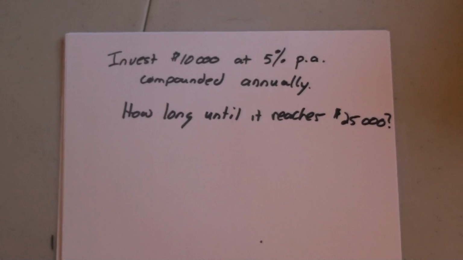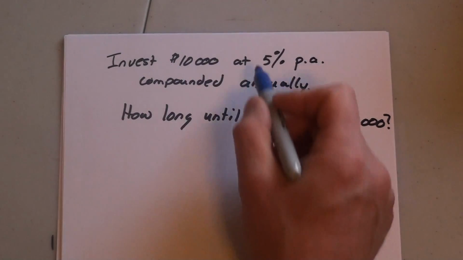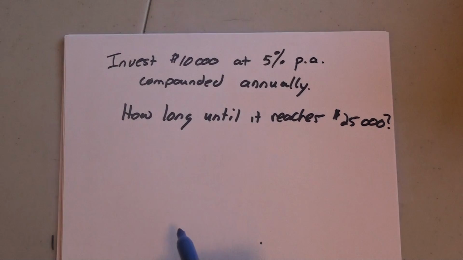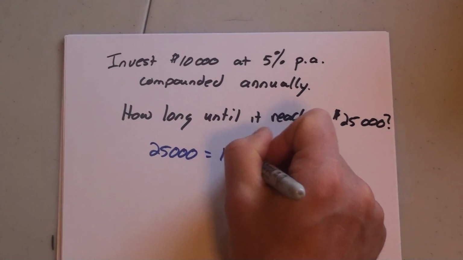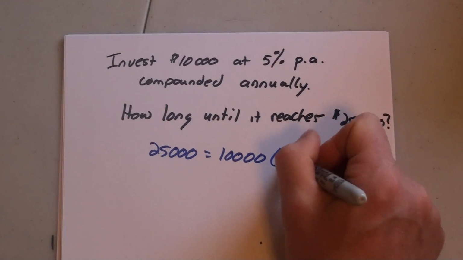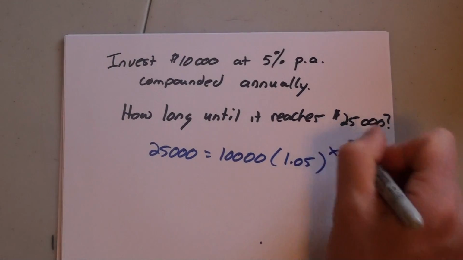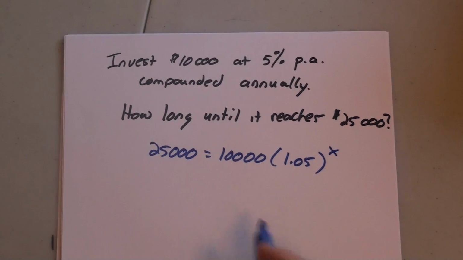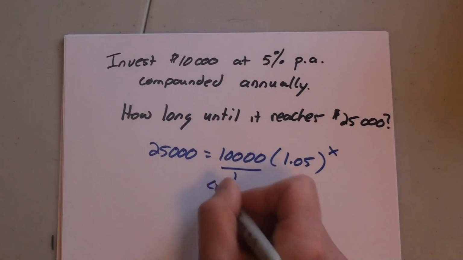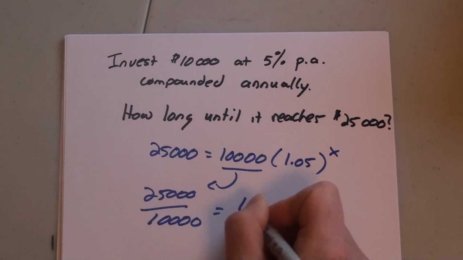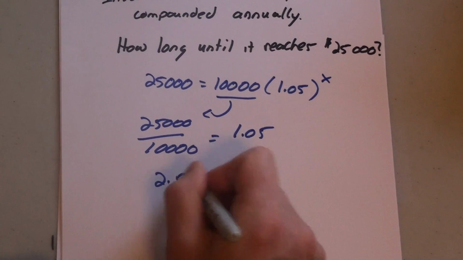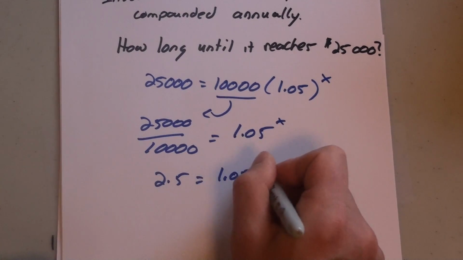Uses. So for example, let's say I have a question that says I'm going to invest $10,000 at 5% interest per annum, compounded annually. How long until it reaches $25,000? So that would be the equation 25,000 equals, and I started with my 10,000, and it grew at 5%, which means I have a growth rate of 1.05, and I want to solve for my exponent x. Okay, so this is an exponential equation, no different than what I did before, so I'm going to have to divide by my 10,000, so I'm going to have 25,000 divided by 10,000 equals 1.05^x. That will give me 2.5 equals 1.05 to the exponent of x.